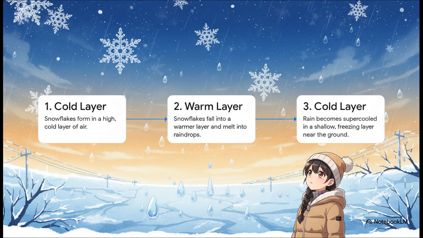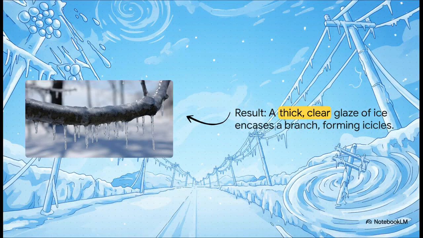Well, think of it like a sandwich in the sky. Way up high, you've got a cold layer where snow forms. Normal stuff. As those snowflakes fall, they pass through a thick, warm layer of air in the middle, and they melt into regular old raindrops. But then, and this is the absolute crucial part, right before they hit the ground, they fall through a final, thin slice of freezing cold air. That's what supercools them, getting them ready to freeze on impact. And the result is this.